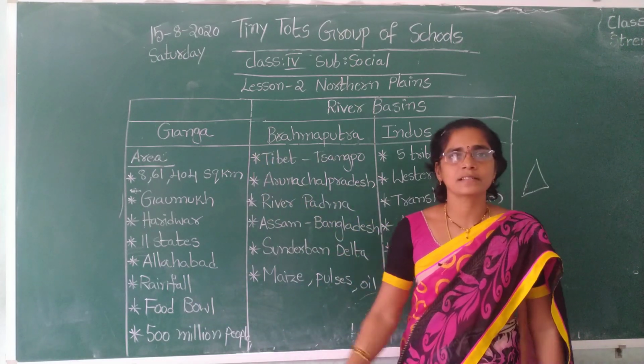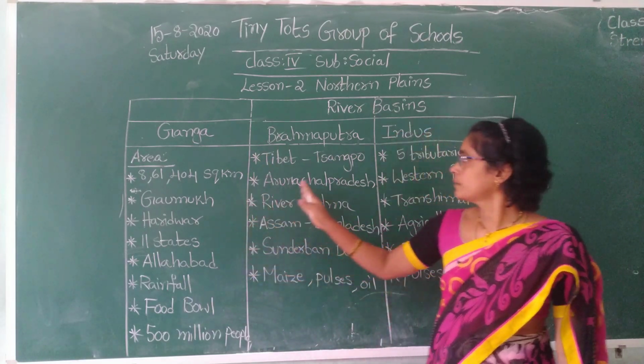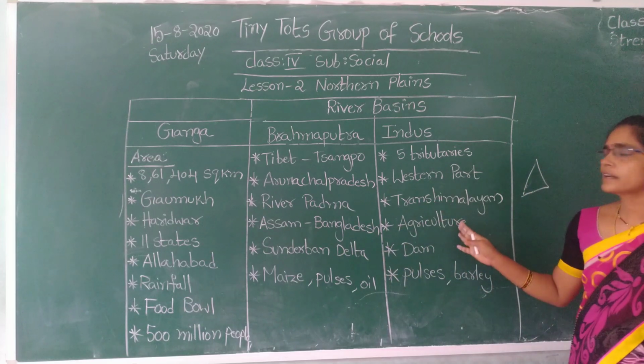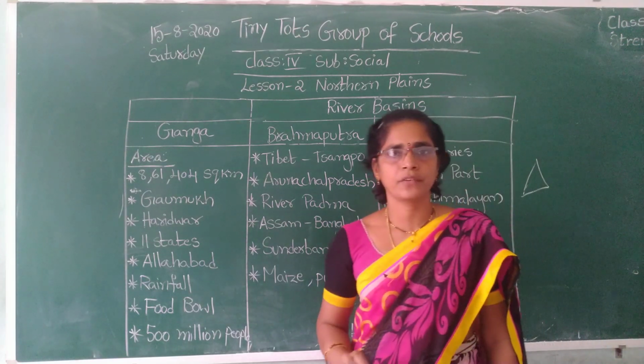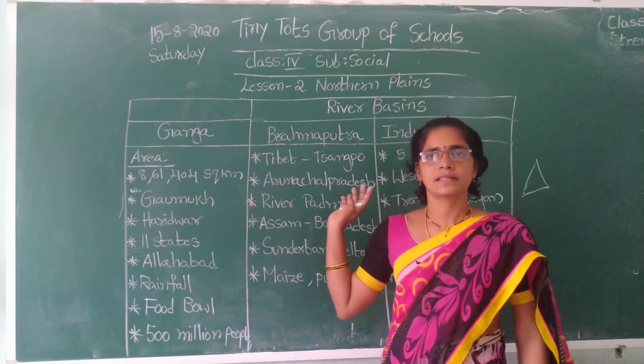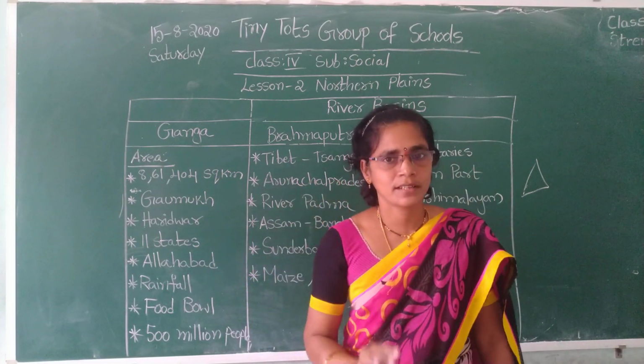Write 5 words about the Ganga river basin, Brahmaputra river basin and Indus river basin. Okay, I think you understood what your homework is. Write about 3 river basins. I think you understood the lesson.